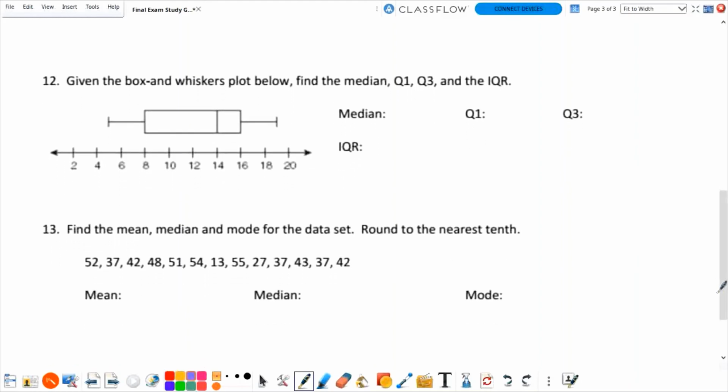All right, number 12. Given the box and whiskers plot below, find the median, Q1, Q3, and IQR. Remember that's our interquartile range and our first and third quartile.